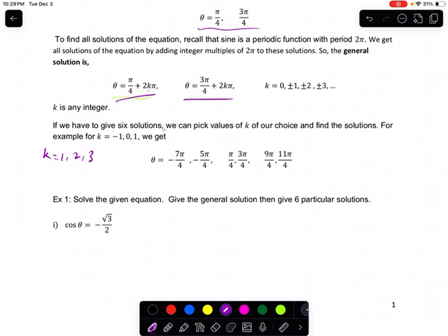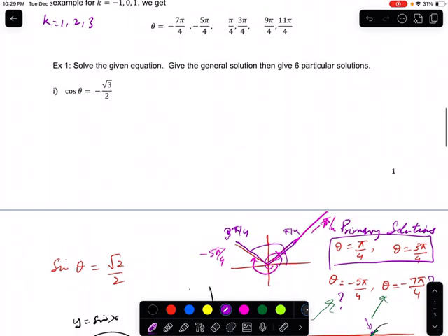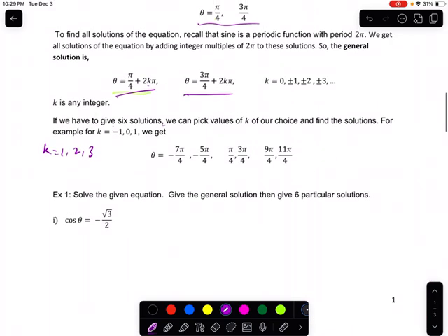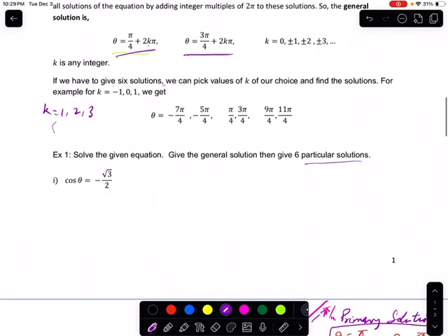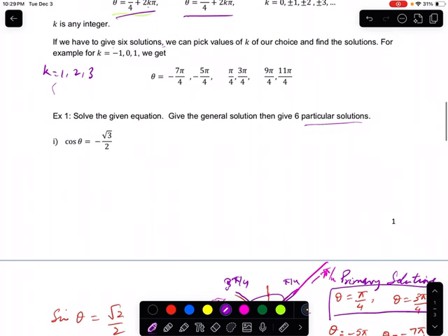But remember, you have to do it with both thetas, because otherwise if you do it with only one of them, you will end up getting only 3 solutions. Okay, so these ones that we get from the general solutions, we call them particular solutions. So here the first example says, solve the given equation, give the general solution, then give 6 particular solutions.